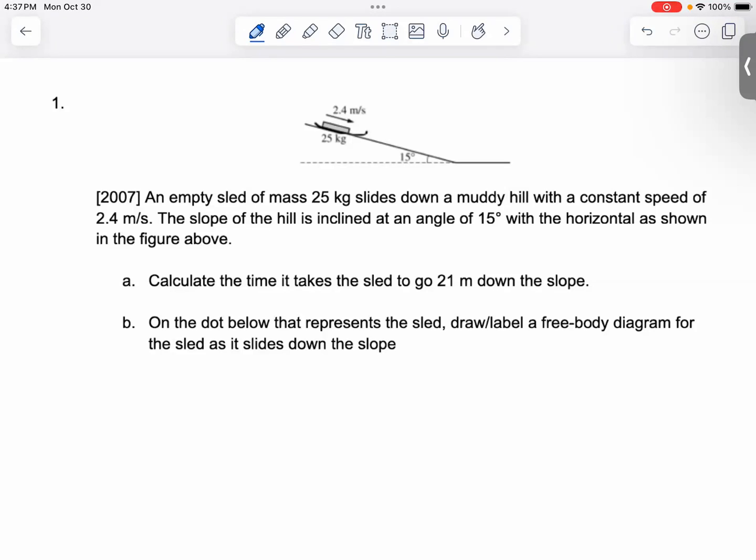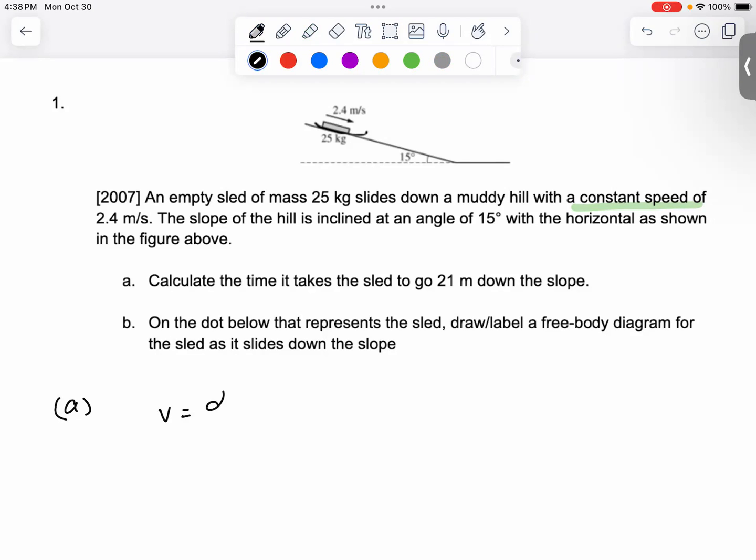How do we find out the time in this case? Which equation would you use? What's the acceleration? Okay, yes. You can use one of those kinematics equations, or if you can see the simplicity of this, this is a constant speed. I hope you caught that when you were reading the question.